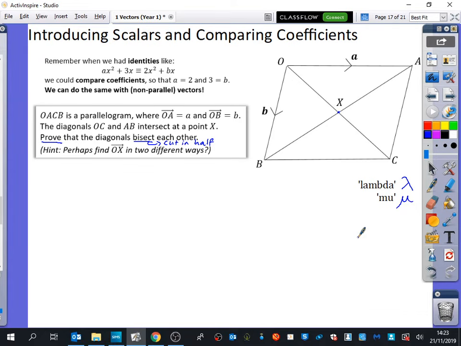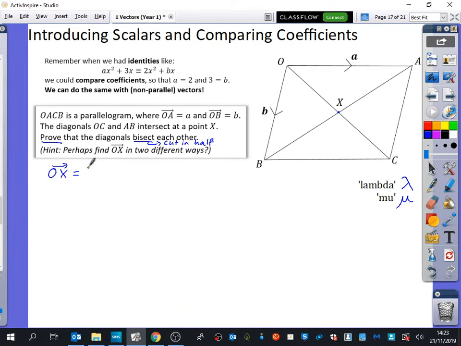Anyway, we are going to try and find out what OX is in two different ways. This is the strategy of this question. We're going to try and go from the origin to this point here in two different ways. Well, one of the ways to go from O to X is that I could journey some fraction along the way of OC. Now, we want it to be a half, but we can't say to get to X it's halfway because we don't know that it bisects. We're trying to prove that it bisects.